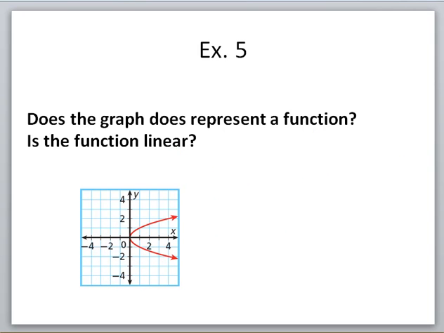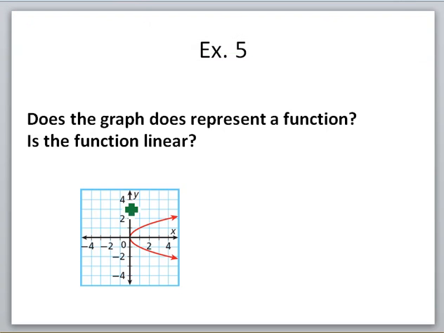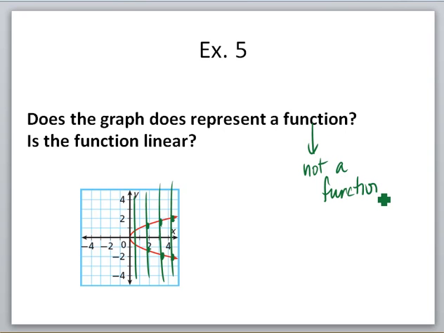My last example says, is this a function? Again, one more time, I'm going to do the vertical line test. Notice this time, though, this is not a function. Each of these vertical lines passes through the graph in 2 points. So this is not a function. And because it's not a function, I won't even answer whether or not it's a linear function.